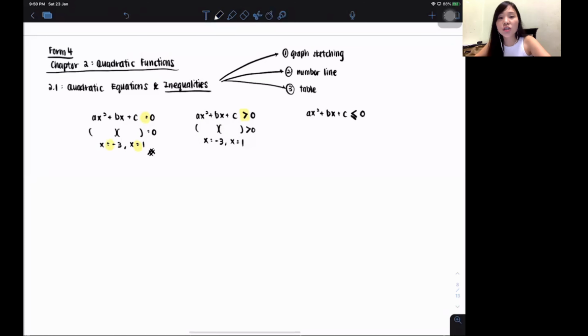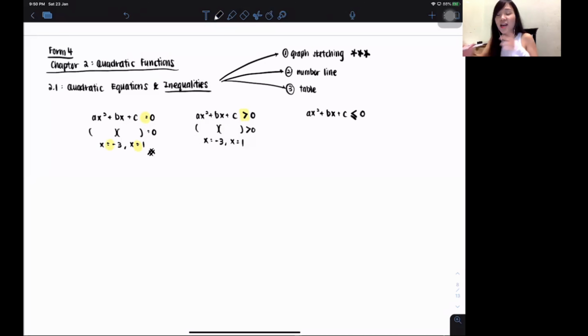Maybe you will tell me, then teacher, which method should we use, guys? If they never mention, you forever using the first one. First one is the easiest, okay? So if they purposely say use number line method, then you must use the second one. If they say use table method, you must use the third one. If they no say, use the first one. So now I will only give you example for the first one because first one is the easiest one and everyone just use the first one.